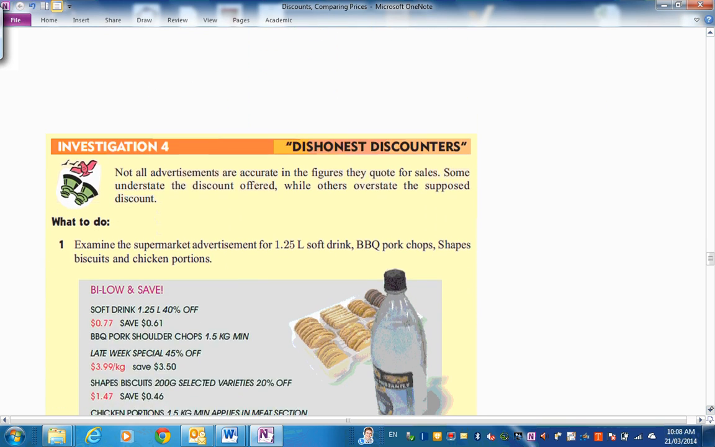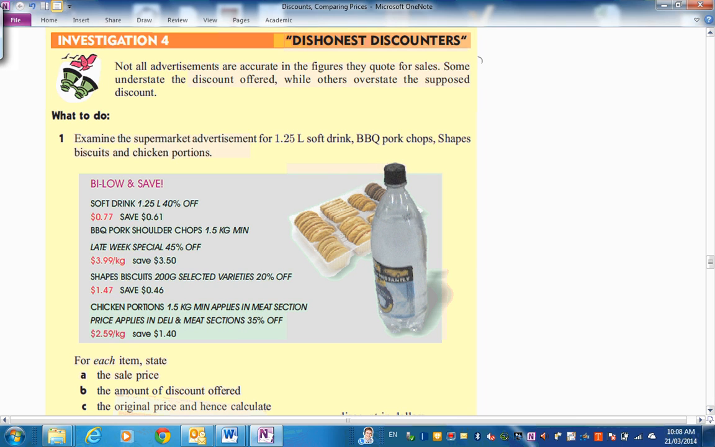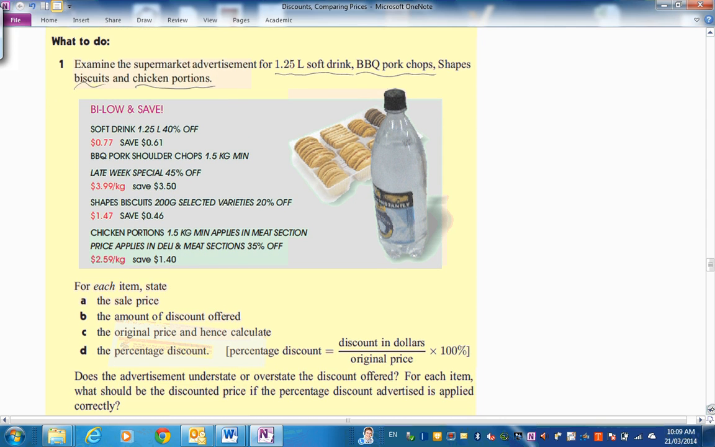Here we are. Here's a little puzzle for you. Dishonest discounting. Not all advertisements are accurate in the figures they quote for sales. Some understate the discount offered, and others overstate the discount. So I'm just going to get out my calculator and we're going to go through this together and see what you think. All right, examine the supermarket advertisements here for 1.25 litres of soft drink, barbecue pork chops, shaped biscuits and chicken portions. Okay, so let's come down and have a look at them.